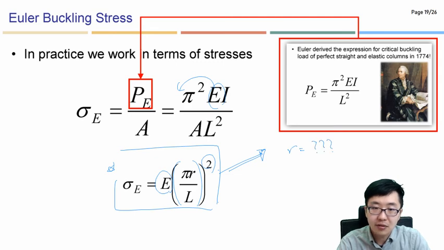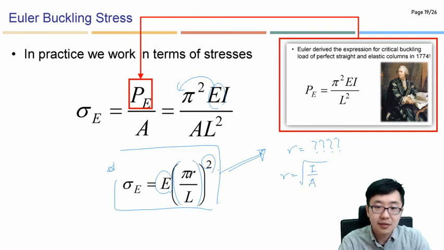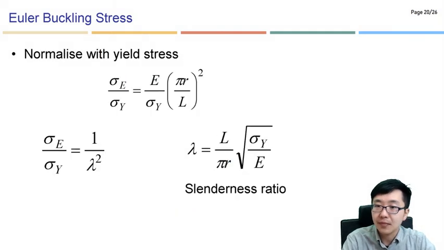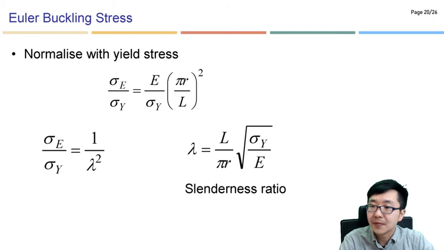What is R? What was it? R is the square root of I over A, right? So please have a look at marine mechanics. Based on this, we can simplify this equation. So now we are here, and we will introduce one more very important concept here, lambda.